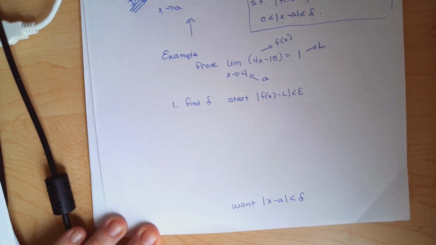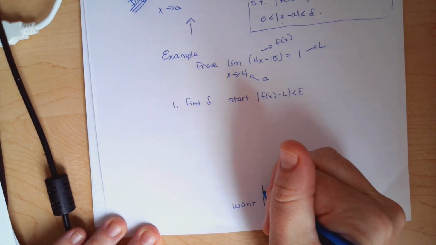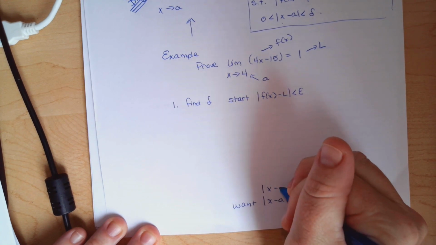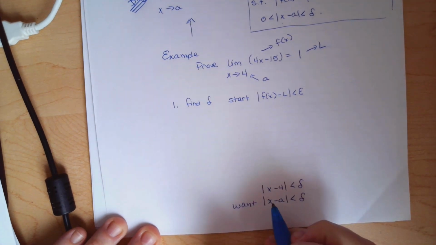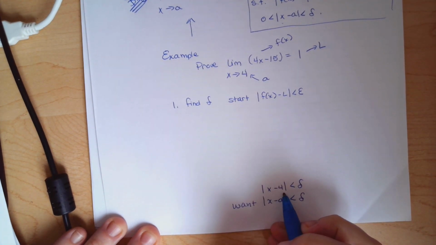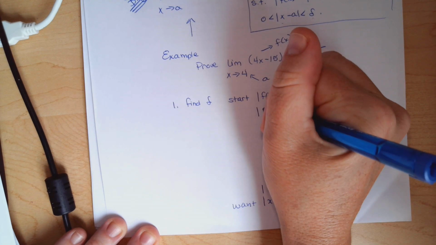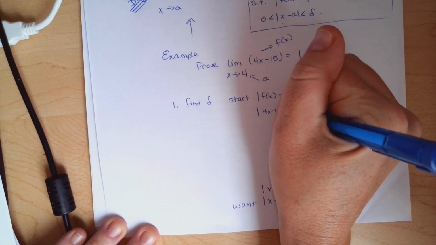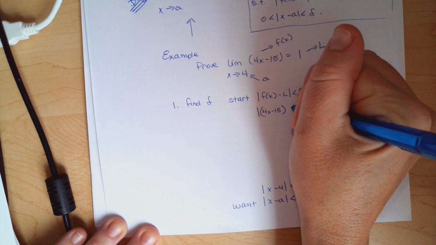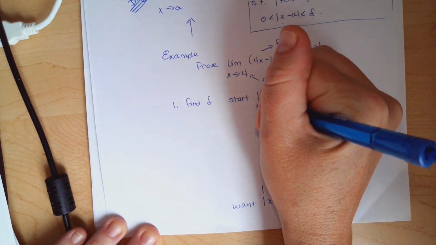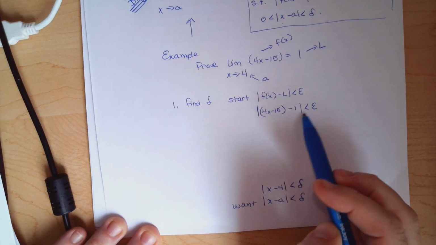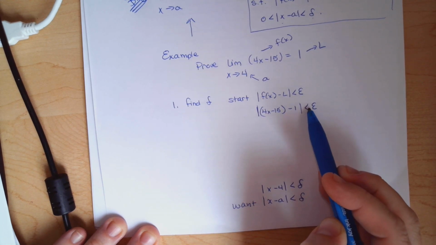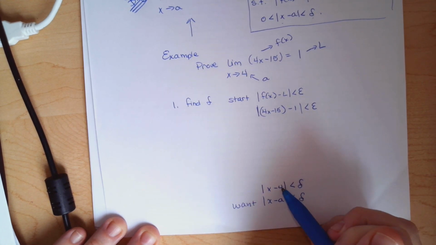Okay? And so in this situation, a is 4, so I'm just going to go ahead and write that down there and remind myself that I'm looking for x minus 4. And up here, I'll go ahead and I'll write in my 4x minus 15. And then my L is 1. And so my job is I need to manipulate this to look like this. Okay?